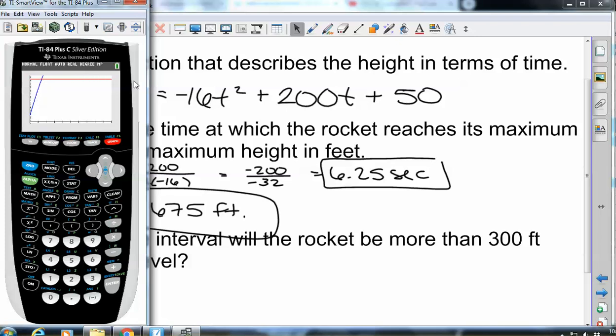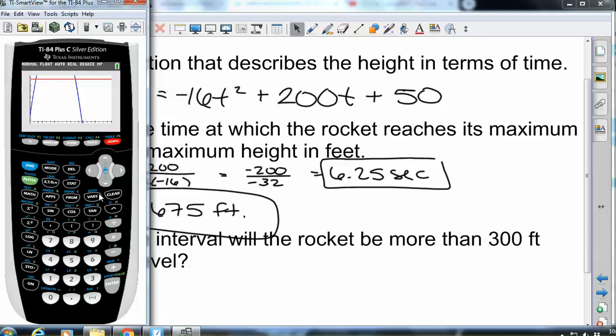Now, I'm seeing this first point, but am I seeing the second one? So what do I need to change? Your x max. So I need to see more x's. Let's go up to 20. 200 is probably a little big. Okay, did that show me enough for what I need? Yeah, I just need to find these two points.